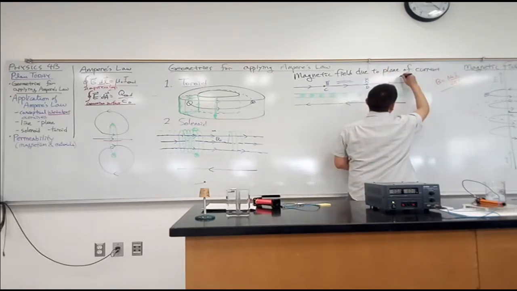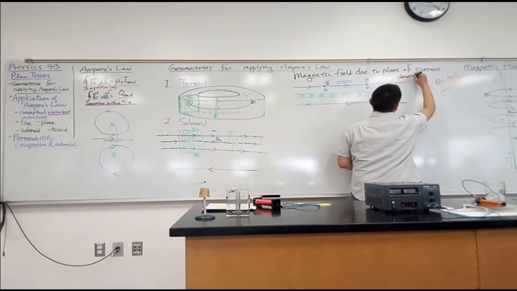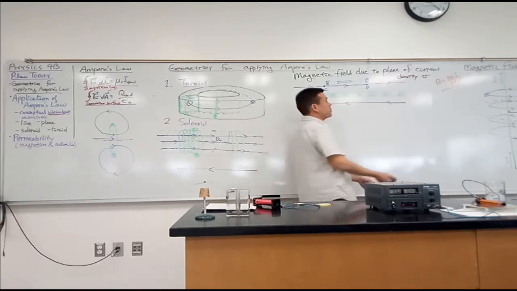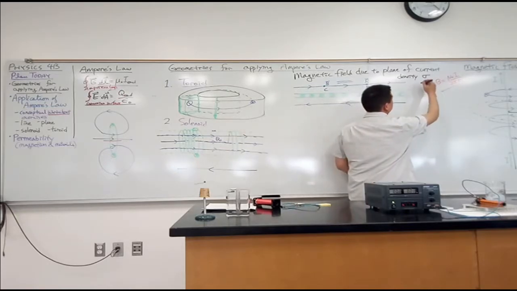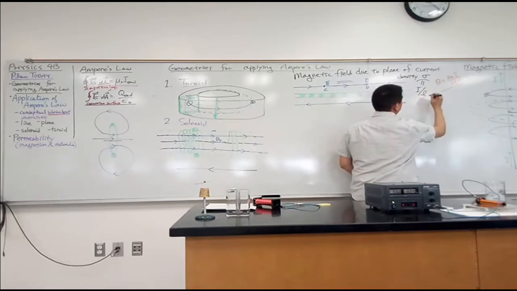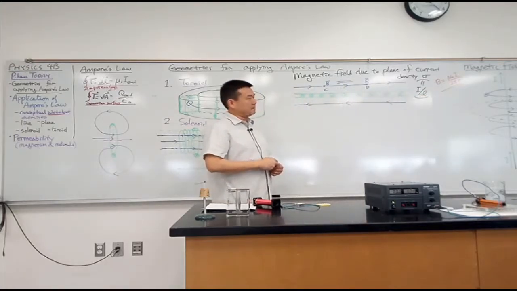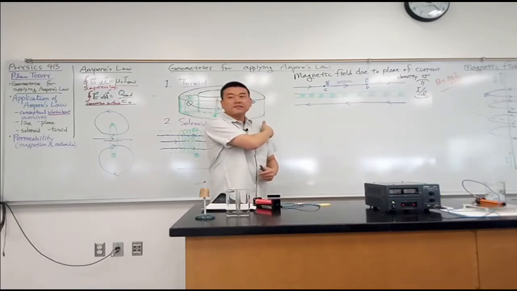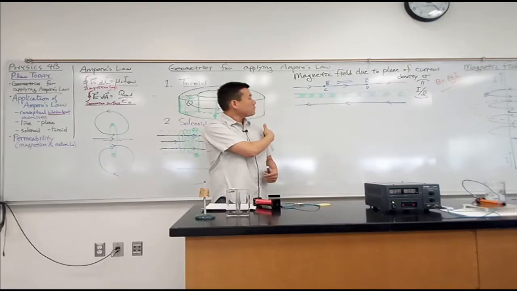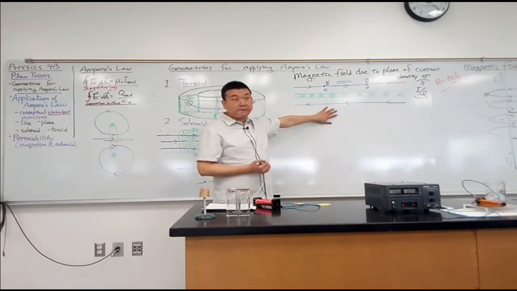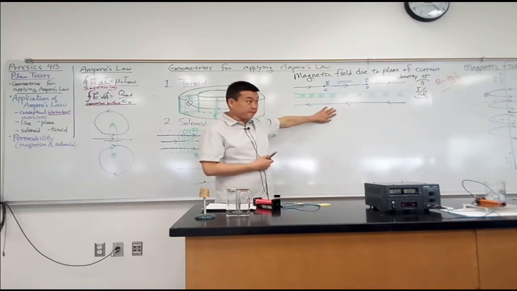Due to a plane of current density, sigma. And for the purpose of this question, I will define this sigma to be the amount of current per length. Good? All right, I'm pretty sure that's not the standard expression. So we did the very first step, figuring out the direction of the magnetic field.